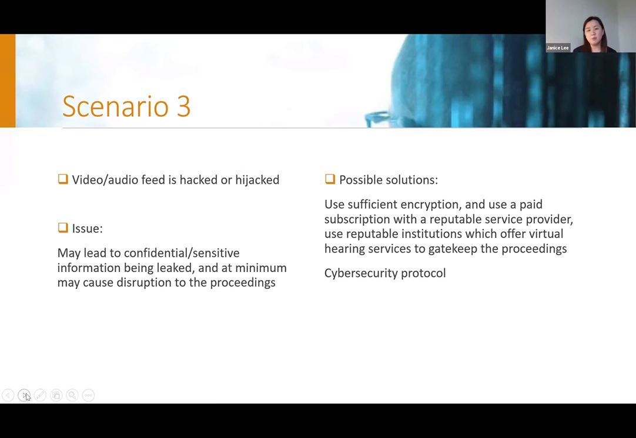As I mentioned, you could have a protocol at the beginning, a cybersecurity protocol. Make sure you have sufficient encryption for all your information. Use a reputable service. Use institutions, because there are now a number of institutions which actually offer virtual hearing services, and most of them are reputable. You can have them as a third-party neutral, be the one to control the proceedings and gatekeep the process. So you provide them with a list of certain people, and these are the only ones who are allowed to join the hearing. They're able to gatekeep the process and make sure everything runs smoothly.